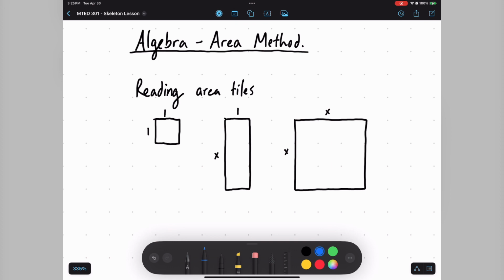So we've got three different tiles here. The first of which on the left is a 1 by 1 square. And so the area of that square is just gonna be 1.